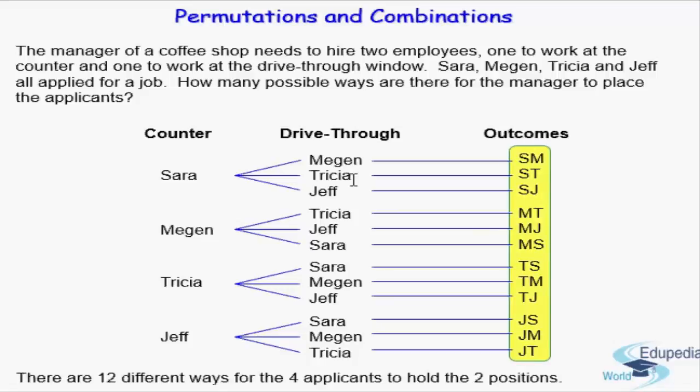Now moving on. You see there are 12 different ways for the 4 applicants to hold the 2 positions. So we know there are 4 applicants and 2 ways in which we can fit them: counter and drive-through, drive-through and counter. After doing this, we try to find out the permutations of this. But how do we do that? First of all, we recognize that we have 4 applicants. With the help of this chart, we found out that there are 12 different ways in which these 4 applicants could be arranged, and we know that there are 2 positions. So this is the data: 4 applicants, 2 positions. When we fit them, we get 12 different ways.